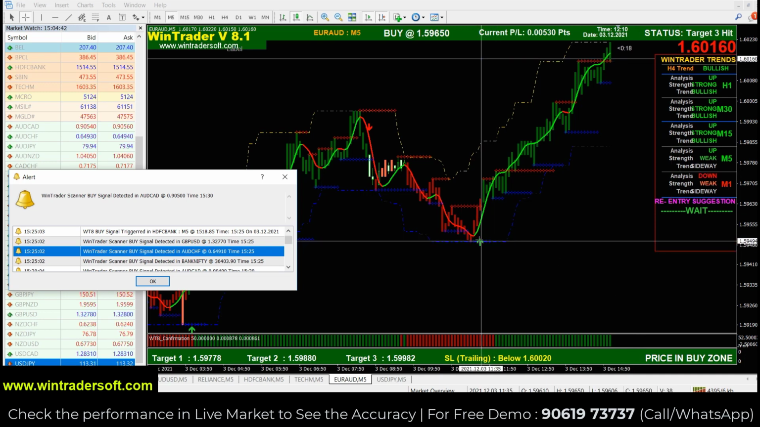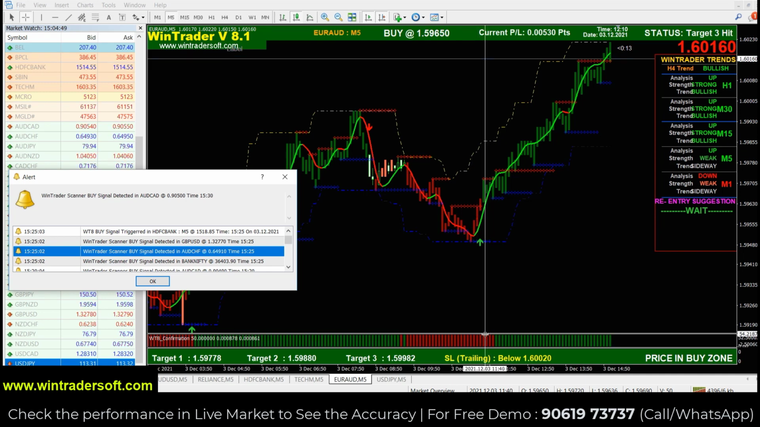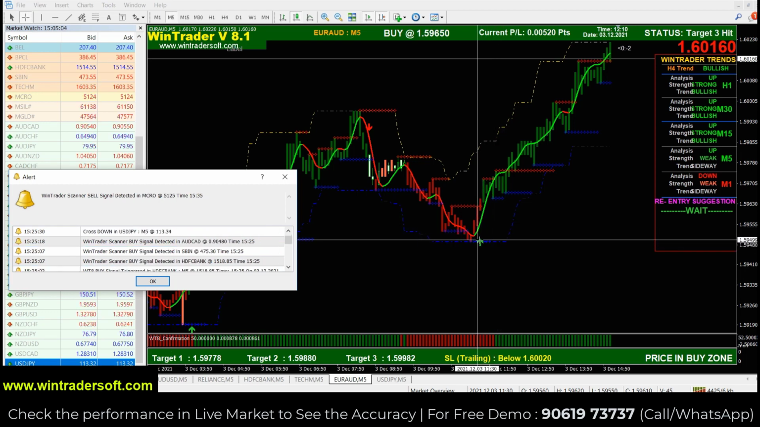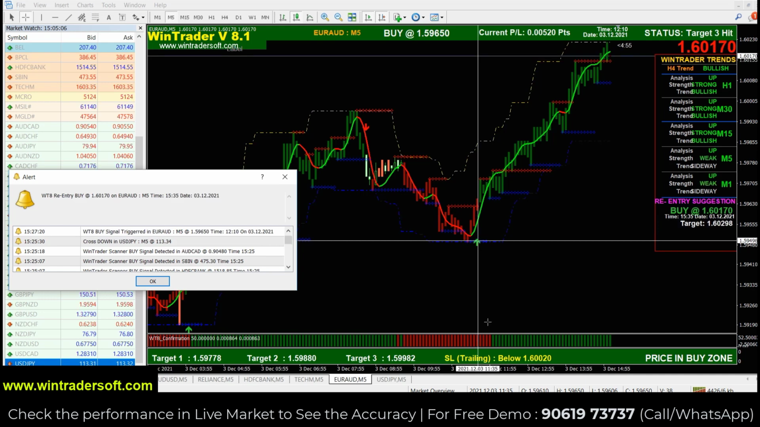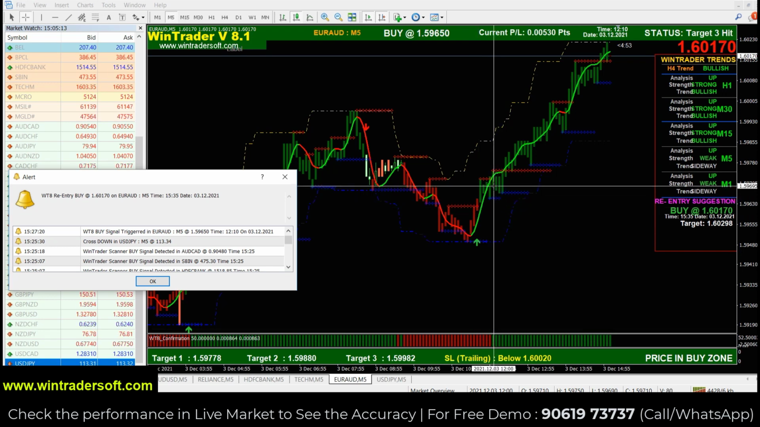Bar confirmation means below the arrow you can see a bar, and that is our confirmation bar. That bar should be the same color as the signal. If it is a buy signal, then the bar should be green. If it is not confirmed at that level, then you have to wait for 1 or 2 candles. If it confirms after 1 or 2 candles, then you can enter at that level. Here we got a buy signal, but at that time the bar was not confirmed, so we waited for 1 or 2 candles, and we got a confirmation at this level. So you can enter at that level.